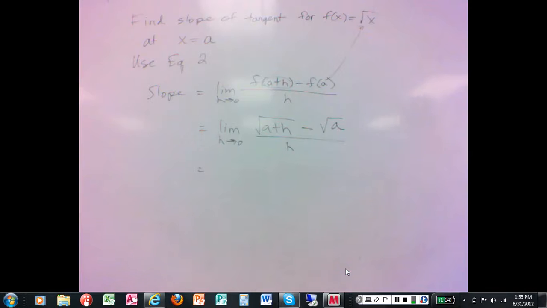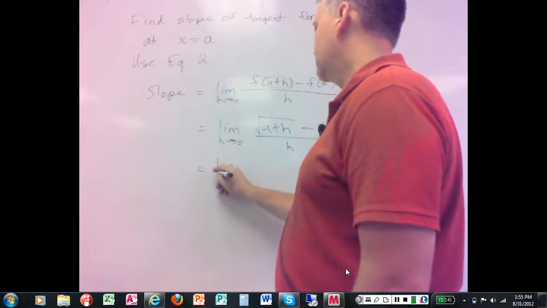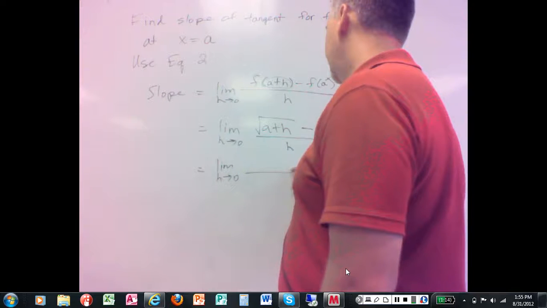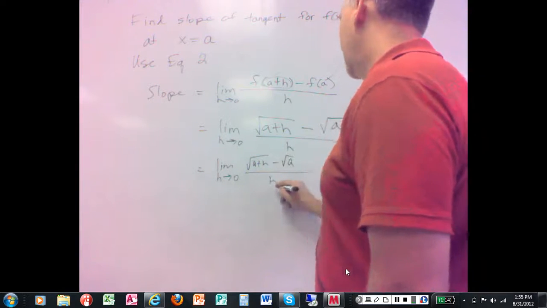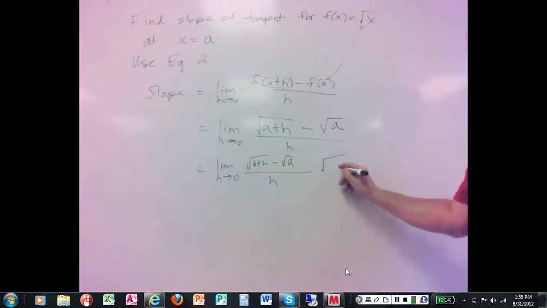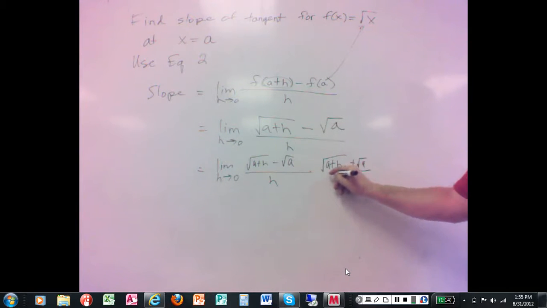How do I do that limit? Well, it's a square root limit. How do I do the square root limits? We did the conjugate. Multiply top and bottom by the conjugate of the top. Square root of a plus h minus square root of a over h. I'm going to multiply top and bottom by what? Square root of a plus h plus the square root of a. And then do that on the bottom as well.